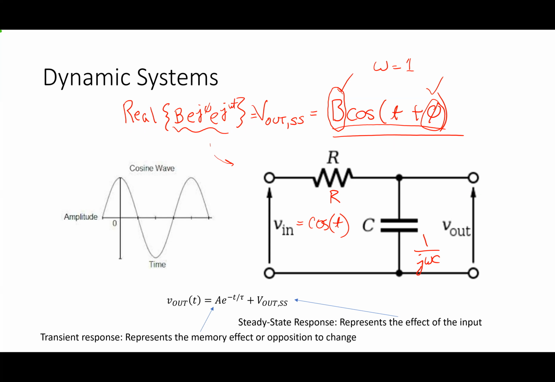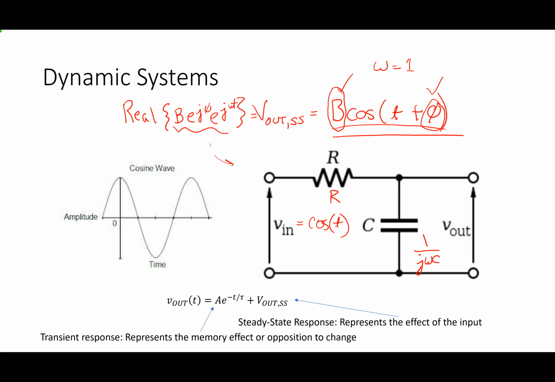What's the voltage across the capacitor look like if I have a cosine voltage going into the circuit? Sinusoidal? Yeah, it's going to be sinusoidal, right? And it's going to be shifted, you know, a little bit to the left or to the right, depending on the values in the circuit.